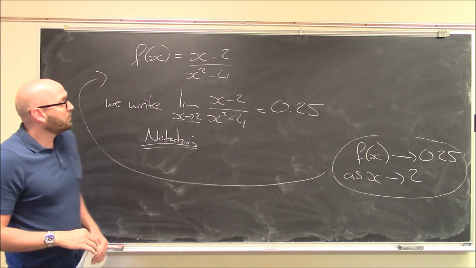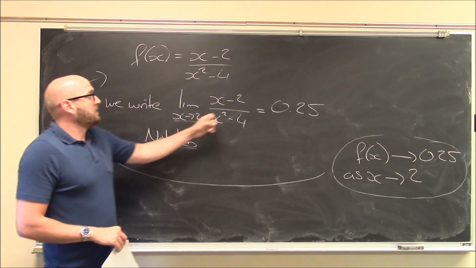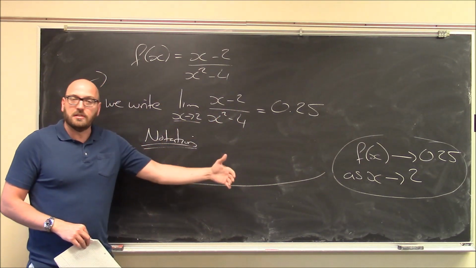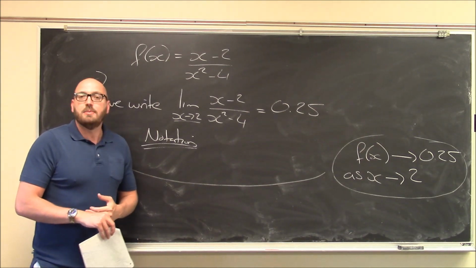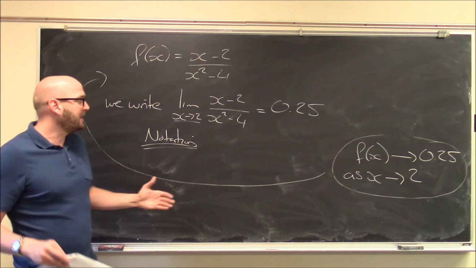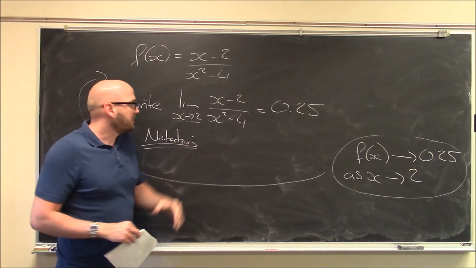Right? So this is our notation. And formally, this is what a limit is. A limit is this idea of the function approaching a particular value as x approaches a particular value. It doesn't say anything about what happens actually at x equals 2, right? We don't care about that. Limits don't care about the function at x equals 2. It's what happens as you get close to x equals 2.